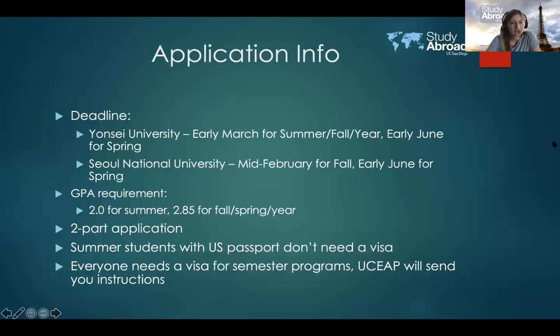And then for application info, the deadlines, again, for Yonsei University: early March is when the summer, fall, and year deadline rolls around. So that is usually like March 5th or 6th. And then early June is for spring. So June 8th, coming up here in just a few weeks, is the deadline for spring 2021. So if you did want to apply for Yonsei, definitely keep that June 8th deadline on your radar.